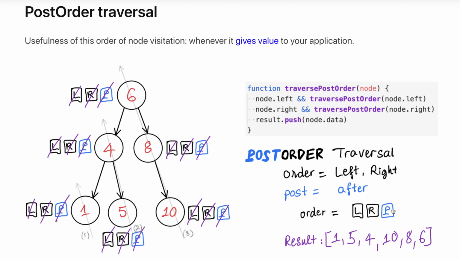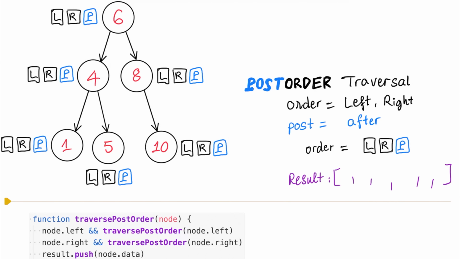So we process the node after the left and right recursive calls. If we run PostOrder traversal for this tree, our result is going to be 1, 5, 4, 10, 8, 6. With our trick to get the result, we have our tree and our PostOrder right next to each node. And then we're going to start from the root node.